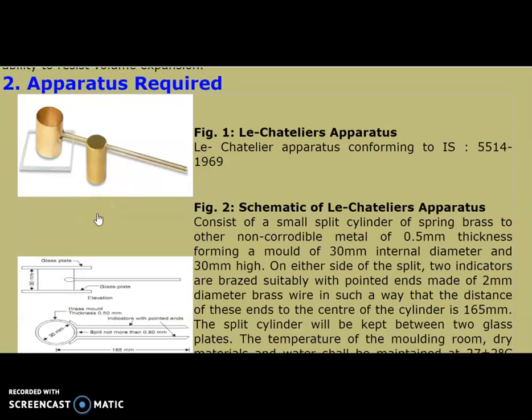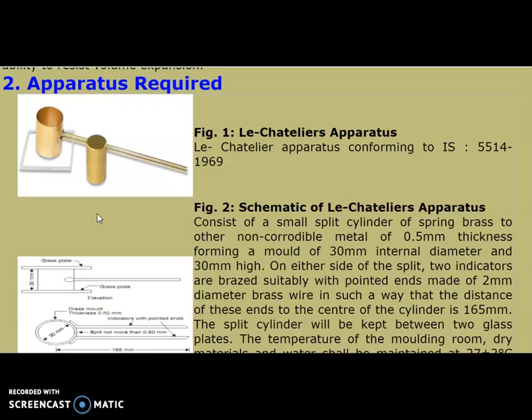Yeah, so you can see the apparatus for the test for soundness. Okay, this apparatus is called Le Chatelier's apparatus. It's like a cylinder, and then there are two projected needles. What you do is fill this cylinder with the cement and water paste. Here it is in a schematic diagram. See, it's 30 mm in height. And then you can see these two needles, they are exactly parallel.